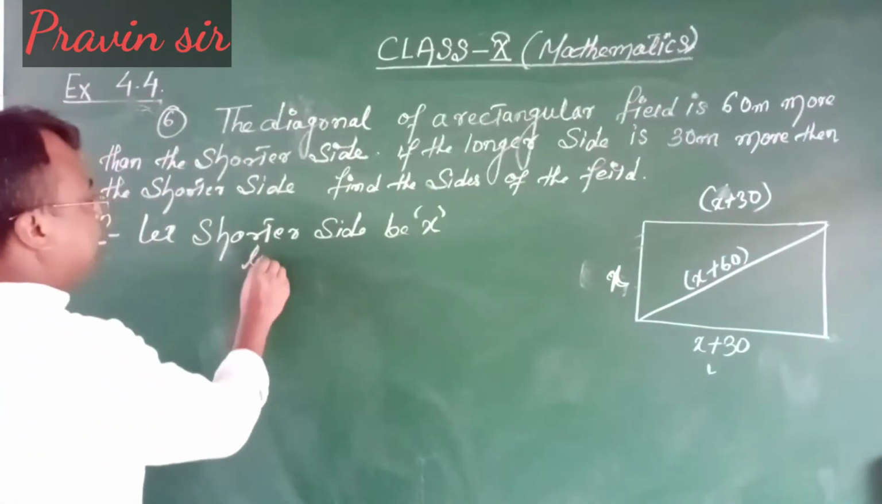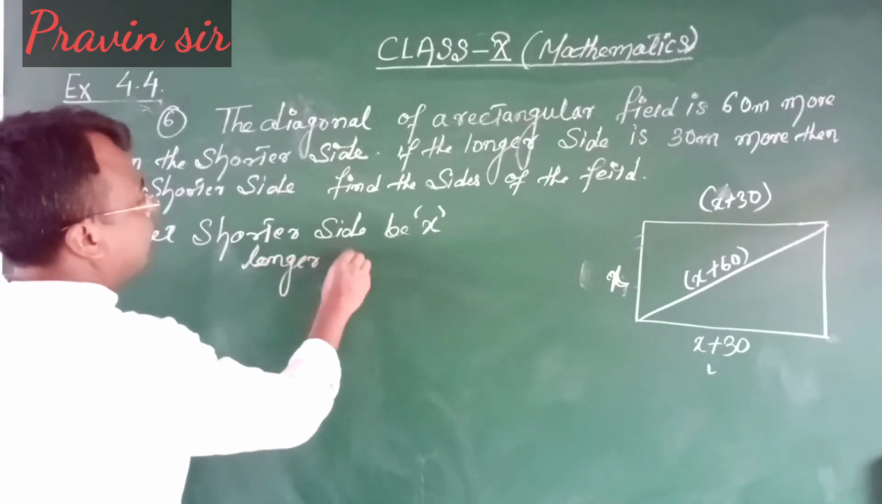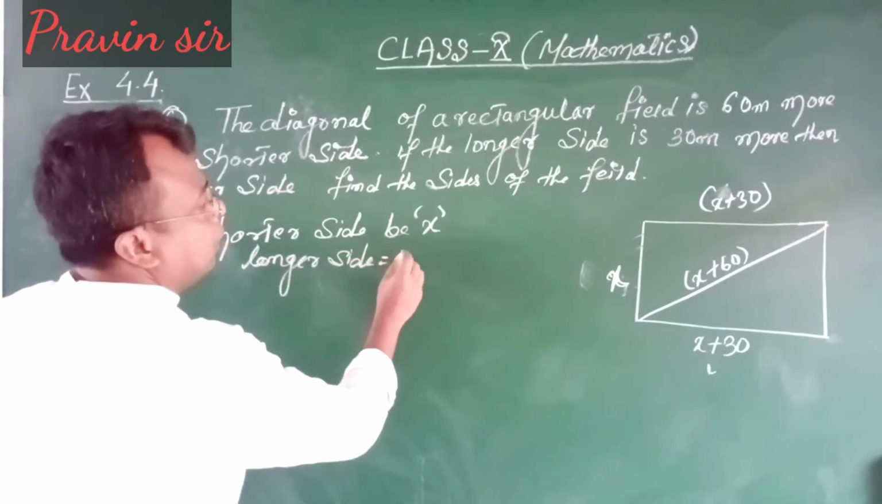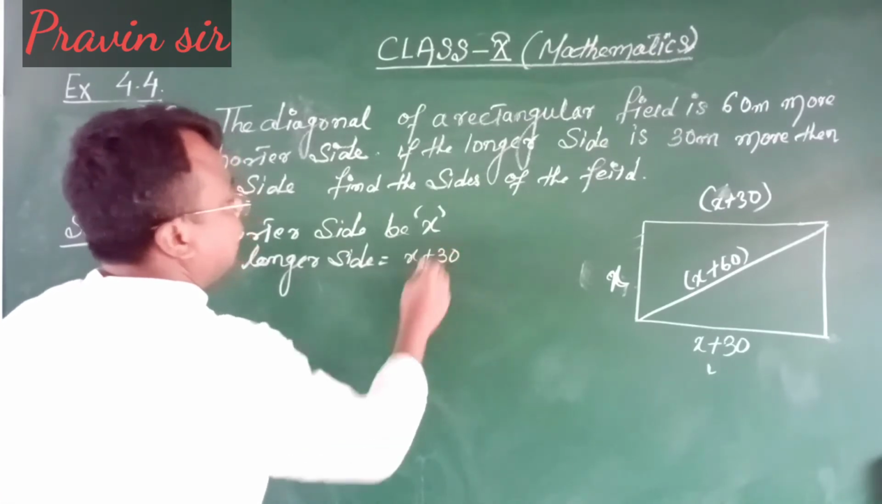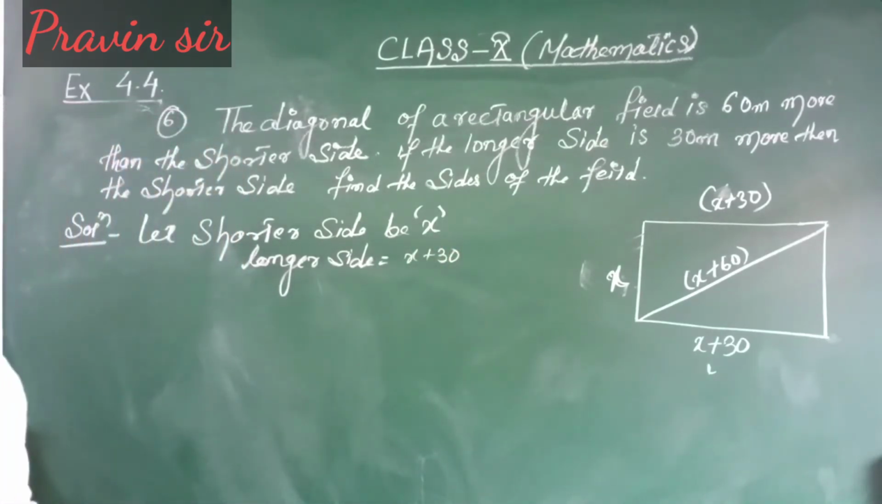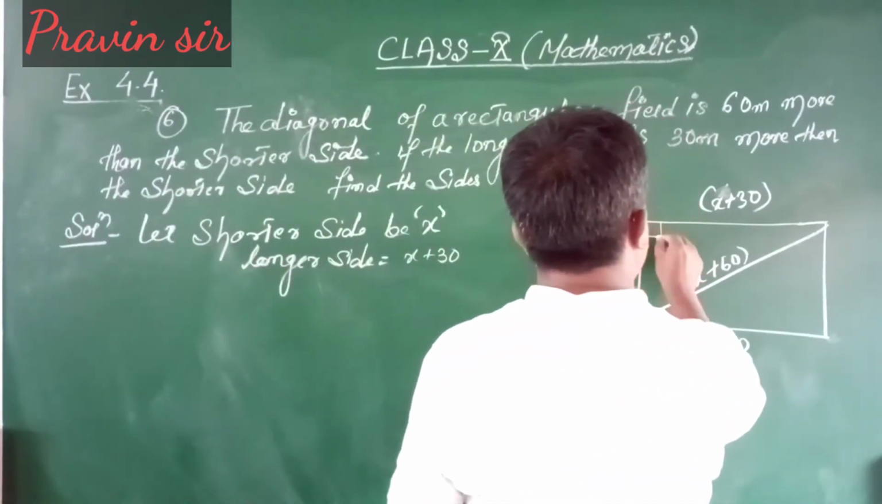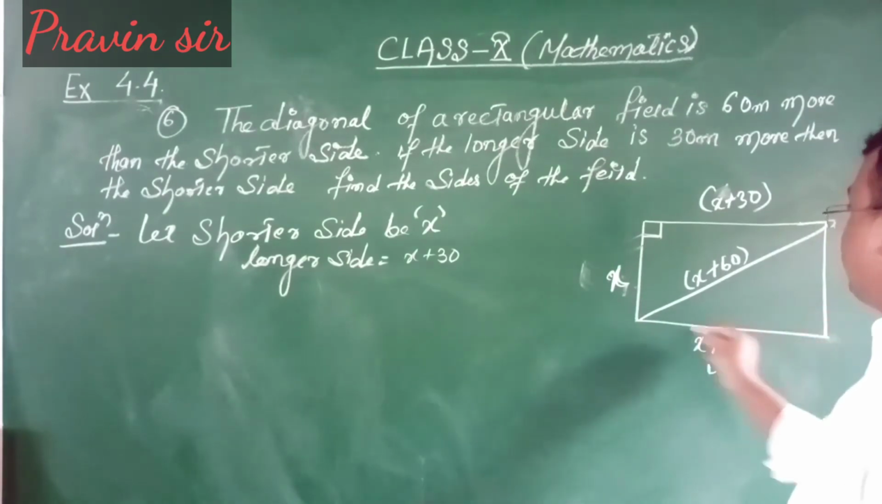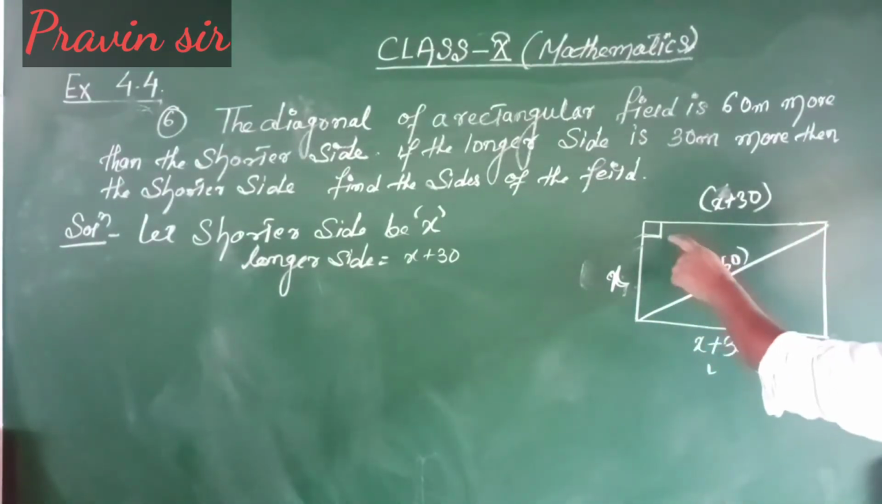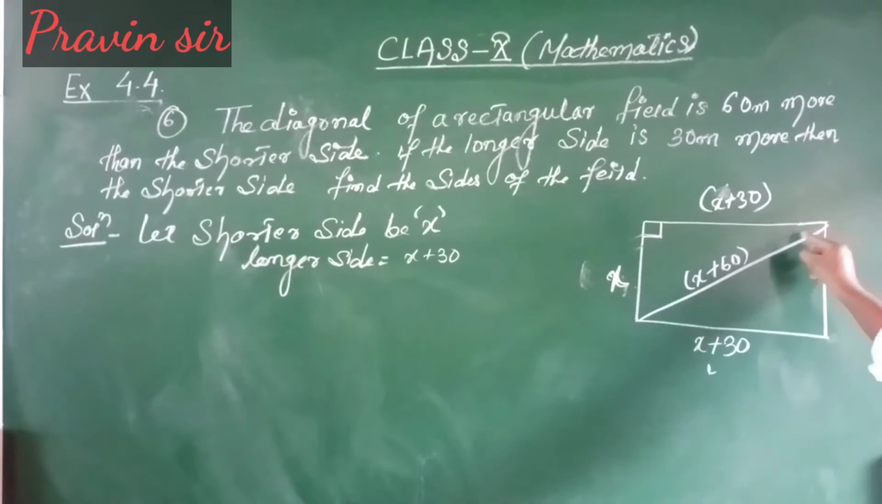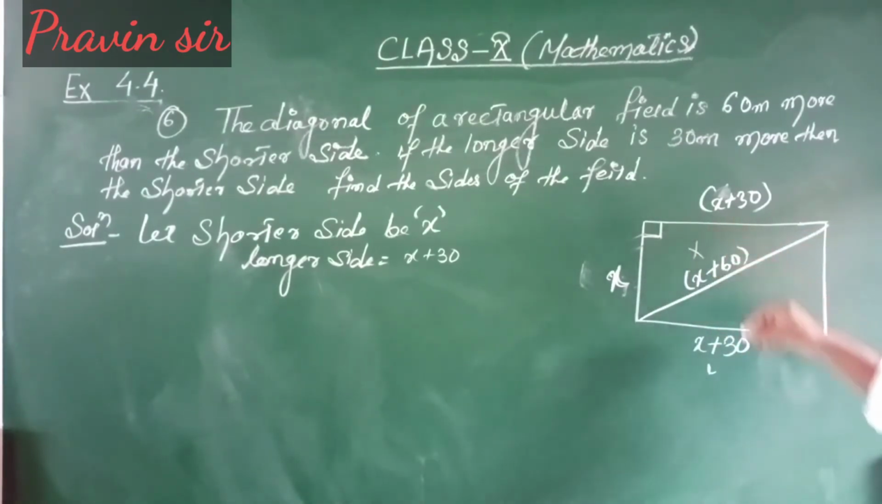So the longer side is equal to x plus 30. Now you see, dear children, you know the Pythagoras theorem. It is a rectangle, so definitely all angles are 90 degrees. So if this angle is 90 degrees, then this is a right angle, and this is a right angle. So if it is a right triangle, can I apply the Pythagoras property or not? We can apply the Pythagoras property here.